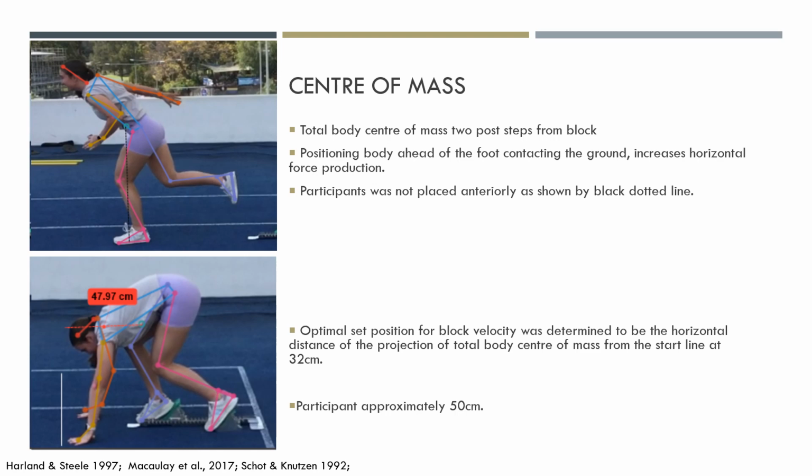However, the footage analysis in this case showed that the center of mass from the start line was approximately 50 centimeters. So this difference led to a decrease in the force impulse in the starting block and less efficient block acceleration. The total body center of mass is important in the first two post-block steps, so positioning the total body center of mass ahead of the contacting foot encourages an increase in horizontal force production. Within my analysis, it is evident that the participant's total body center of mass is not placed anteriorly to the foot contacting the ground.